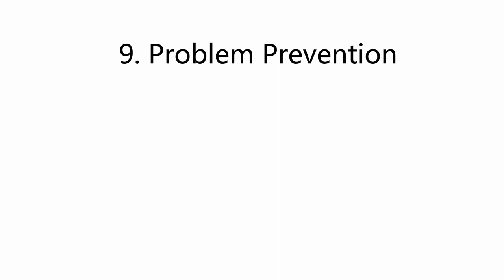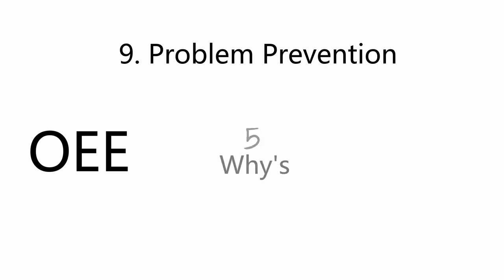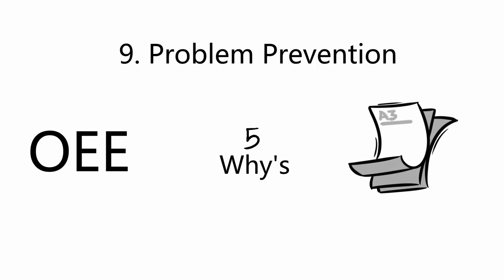Step 9. Problem prevention. This is an improvement cycle. OEE leads to the particular loss being identified, leading to the issues that are tackled by the 5 whys and often by a 3 analysis. All of this feeds back to earlier stages to complete the cycle.